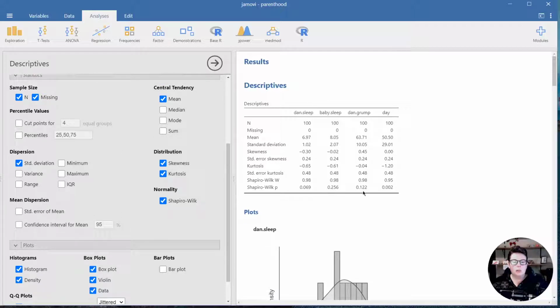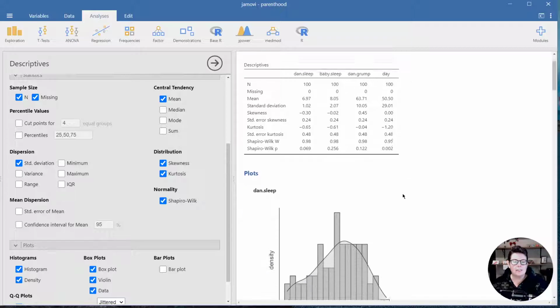Okay, Shapiro-Wilks is good except for day, but we're going to look at that because that's a funky variable, right? It's just counting up the day. So it's technically not even a normal distribution at all. It's a different type of distribution. We'll get to that in a second.